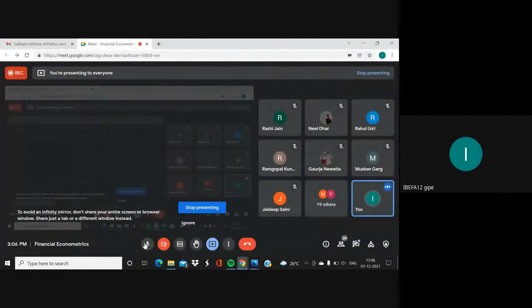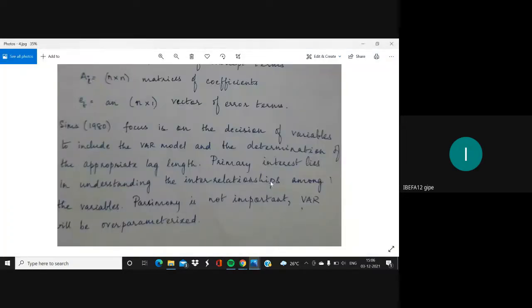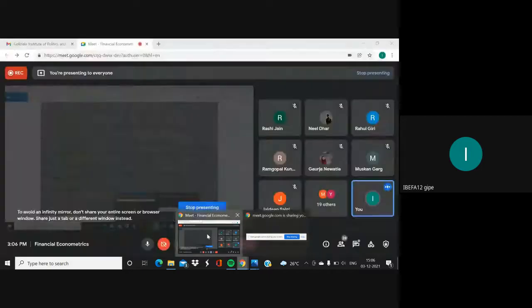Sorry about that. So let's come back to this. Here in a VAR model, the focus will be on looking at how the variables are related to each other, or how one variable affects the other variable. So that will be the primary interest.